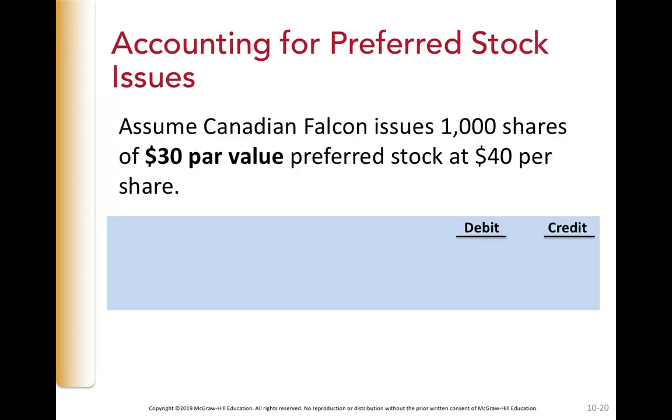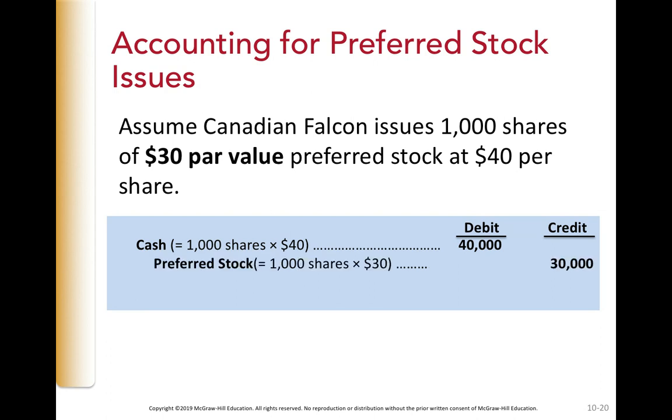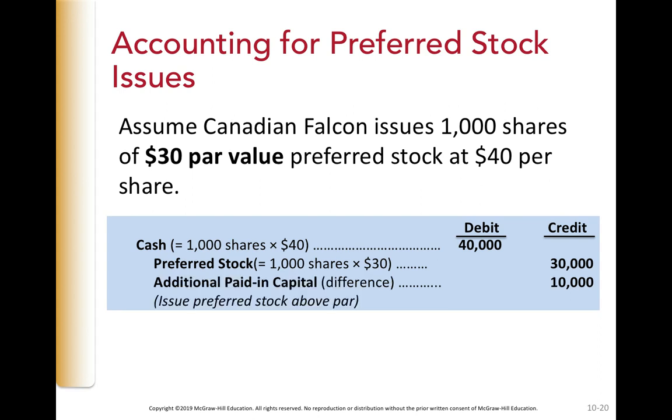Let's look at accounting for preferred stock issuance. Assume Canadian Falcon issues 1,000 shares of $30 par value preferred stock at $40 per share. For the cash, you're going to debit cash for the amount of cash you received, so 1,000 shares at $40 apiece is $40,000. For preferred stock, we're going to record that at par value. 1,000 shares at $30 par value gives you a credit of $30,000. The difference will go to additional paid-in capital. So $40,000 minus $30,000 is $10,000. This is what it looks like when you issue preferred stock above par.